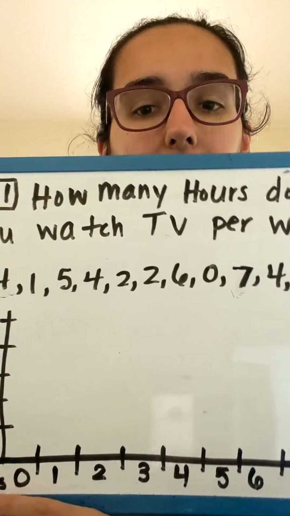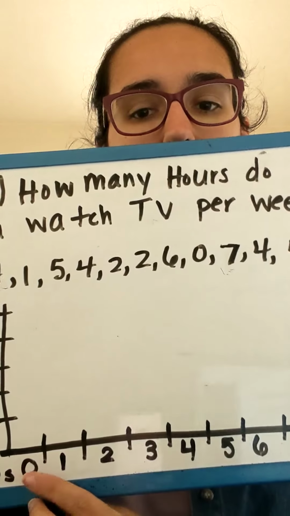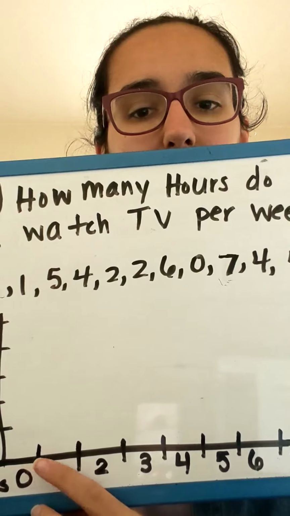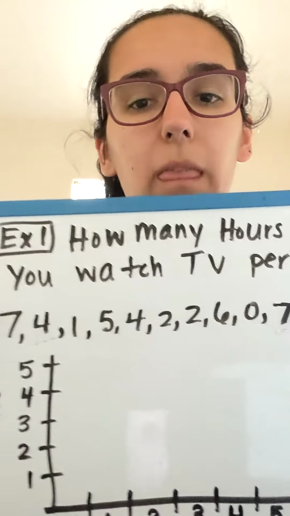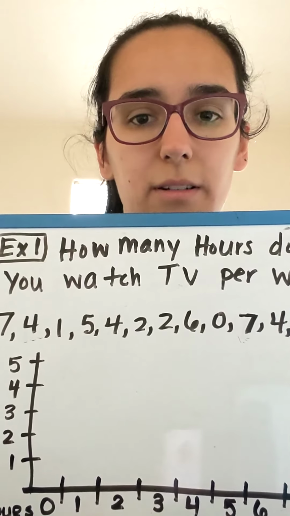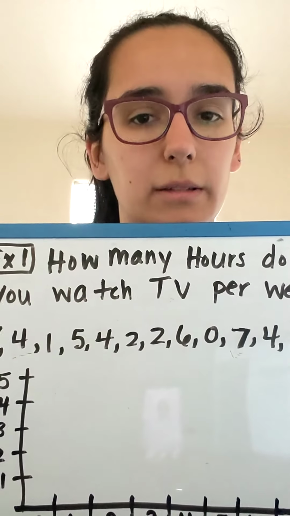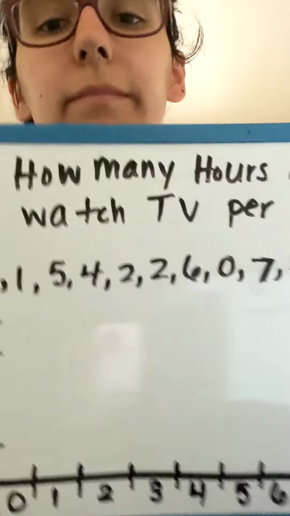Now notice the number of hours is on the bottom. And you see how they're in blocks instead of the number being right with the tick mark? They're in between the tick marks, so be careful. And then this is the number of students that answered each number, okay? So we're going to actually create this histogram with these numbers. If you need to pause or rewind to write down or draw the two axes, go for it.